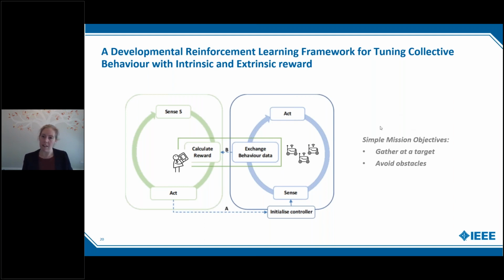So we started quite simply. So our first two, we thought, okay, some simple ones are gather at a target and avoid obstacles, all while doing these collective motion behaviours. And essentially then we trained the system the same way that we did before. So we gave it some random behaviours and allowed it to tune those behaviours using a combination of the decision-tree reward signal and the human extrinsic reward.